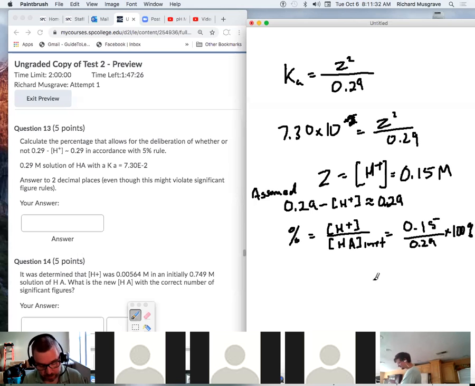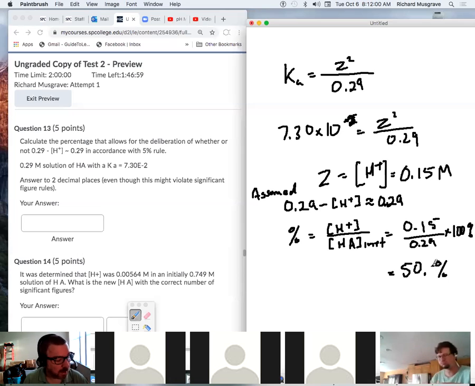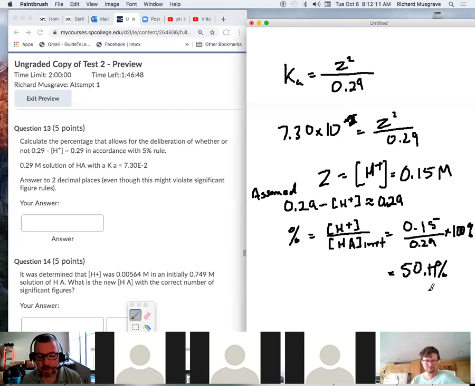Well, this one's going to be a bit more than... And I get 50%. So that would definitely be more than 5%. So you wouldn't be able to use the assumption for this specific example. But that's not what it's after. It's just after the percentage. I guess it said to do it to two decimal places. So I guess I should follow those directions and make it 50.17. All right, does anybody have any questions?